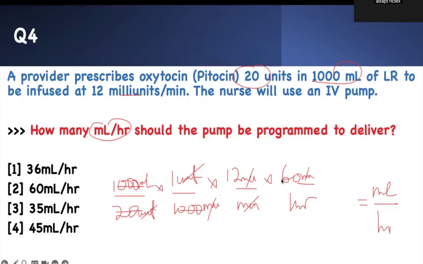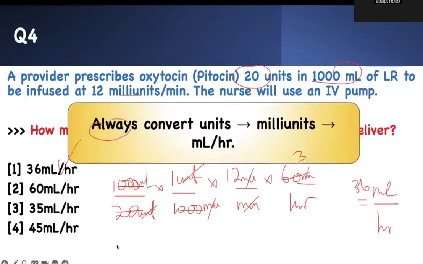What is this? 60 and 20? This would be 3. Therefore, you have what? 36 ml per hour. Number 1 is our right answer. This is the key in answering those calculations.